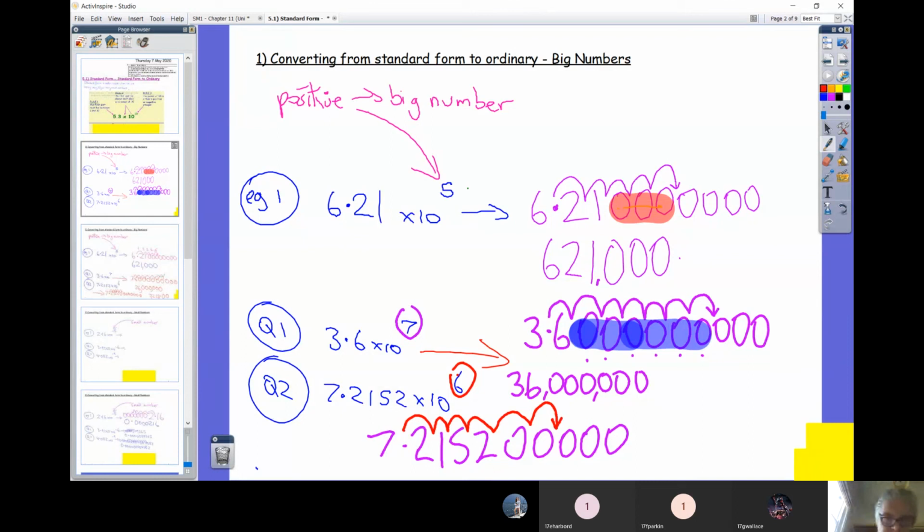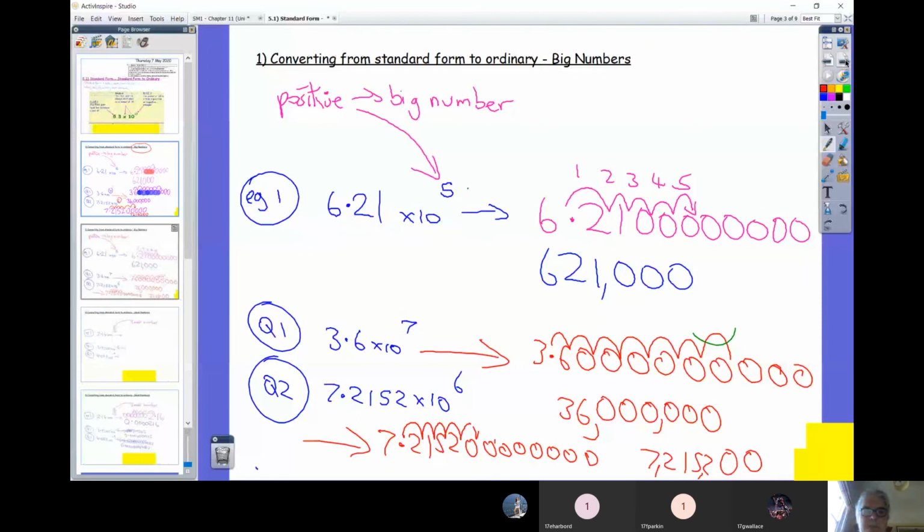So on this occasion, I've got 2 zeros on the end of my answer. So my final answer is 7, 2, 1, 5, 2, and a couple of zeros. Okay, so if I was to put the commas in there, I've got 7,215,200. So all of these on this slide were big numbers. Okay. Now, it may be that you've got small numbers.